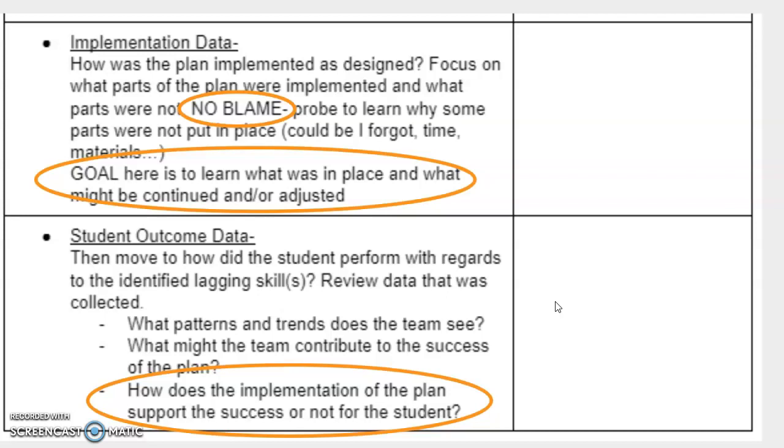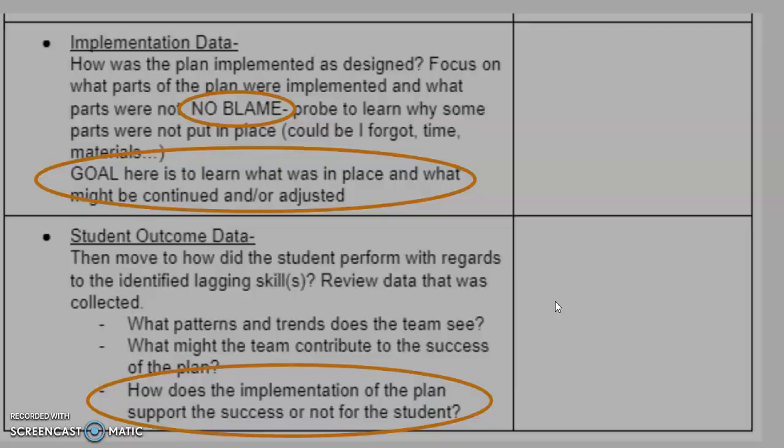Student outcome data is going to be analyzed. And how does the implementation of the plan support the success or not for the student? The patterns and trends that are arising, and what might the team contribute to the success of the plan? This is also a vital area to ensure that student voice and input is being heard clearly by all team members. And thus, you might want to interview the student to determine their viewpoint on the social validity of the plan, what's working for them and not working for them as we continue to address lagging skills that the student is having difficulty meeting. You can also include family and or caregiver input as well, as this is a vital part of the problem-solving process review meeting process.